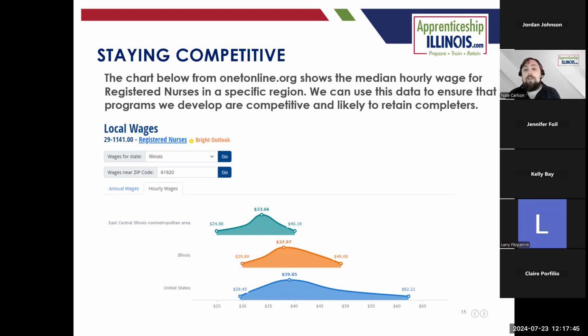And so it's important that we allow employers to make their own decisions, but also that we empower them to make informed decisions. And so using data like this is one of the ways we can do it.